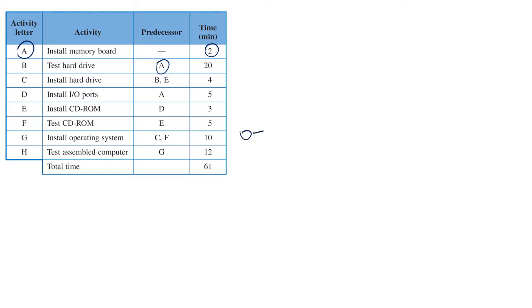So our first activity is going to be activity A, and it goes for 2 minutes. Now, I've straight away made those circles too small because I'm going to have to fit in a lot of numbers in both halves of those circles. Now, I can see that activity B comes after activity A. It also tells me that A is the predecessor of B. So let's draw in B in a big circle, and activity B is going to go for 20 minutes.